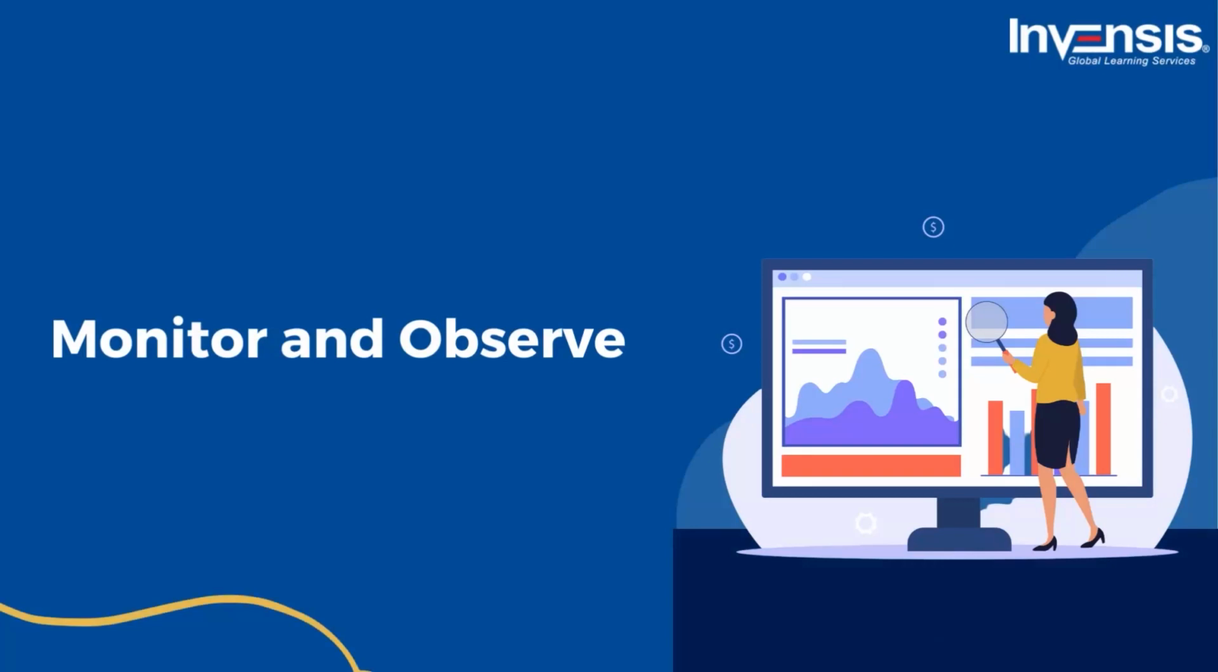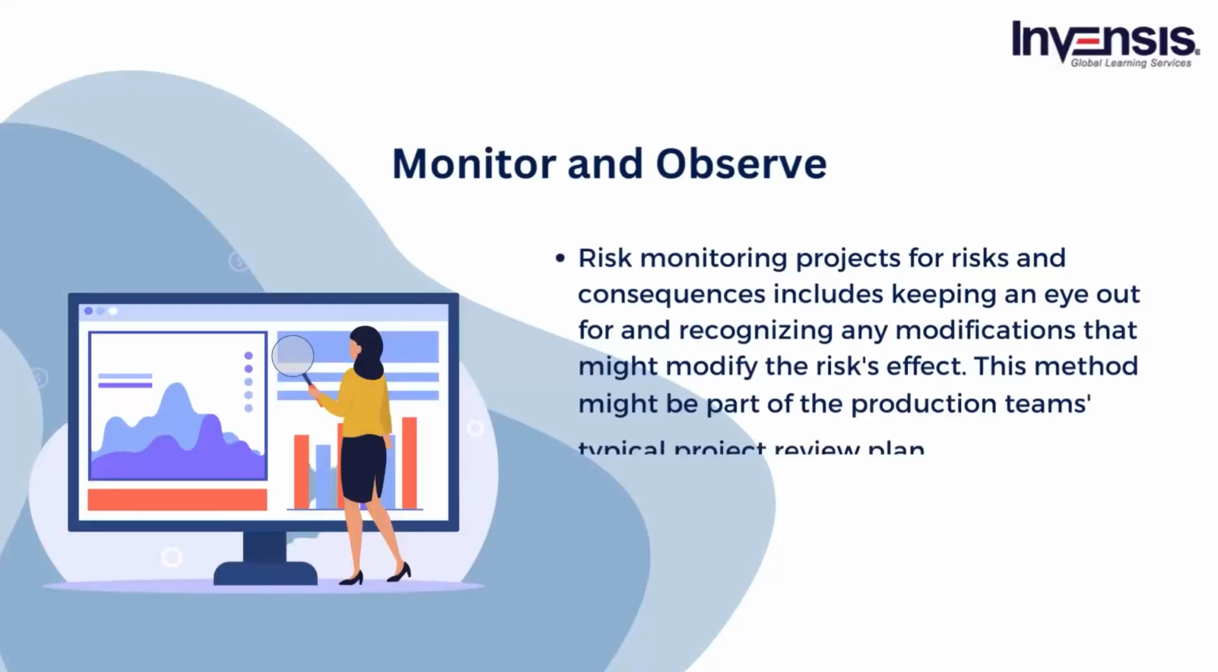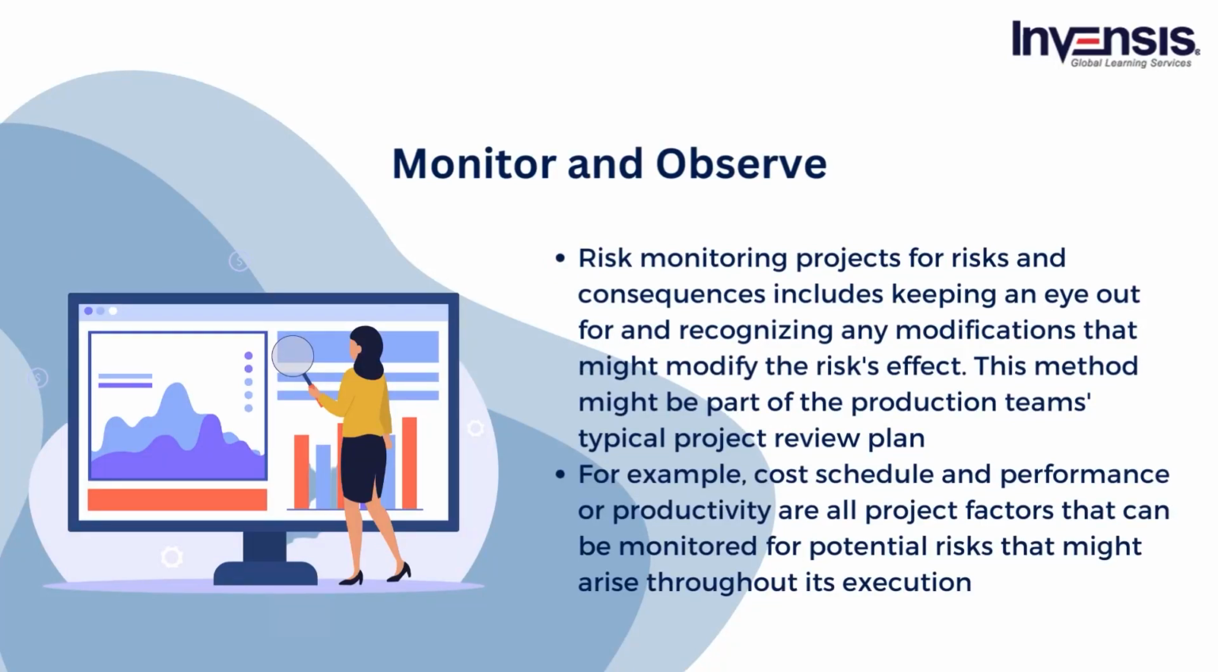The fifth risk mitigation strategy is monitor and observe. Risk monitoring includes keeping an eye out for and recognizing any modifications that might modify the risk's effect. This method might be part of the production team's typical project review plan. For example, cost, schedule, and performance or productivity are all project factors that can be monitored for potential risks that might arise throughout its execution. The following example shows methods for monitoring and evaluating risks and their potential impacts on the execution of a project.